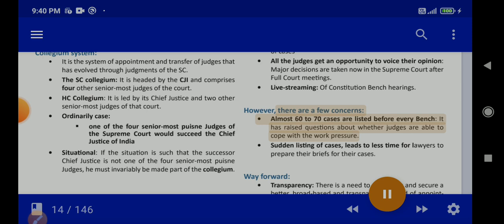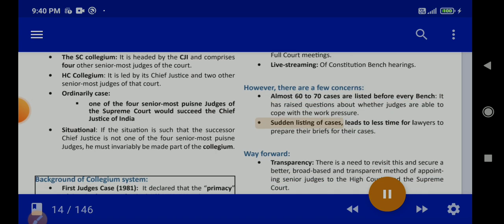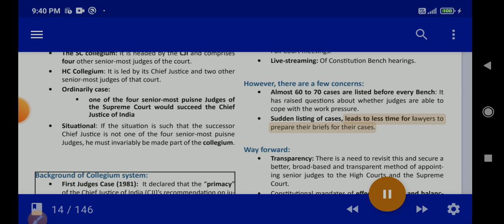However, there are a few concerns. Almost 60 to 70 cases are listed before every bench. It has raised questions about whether judges are able to cope with the work pressure. Sudden listing of cases leads to less time for lawyers to prepare their briefs for their cases.